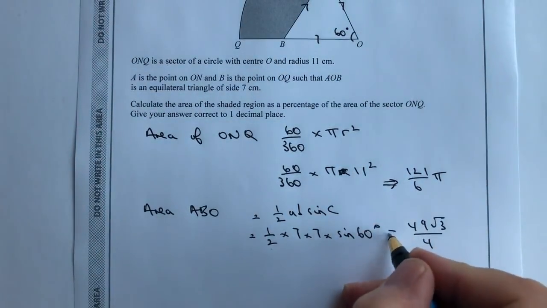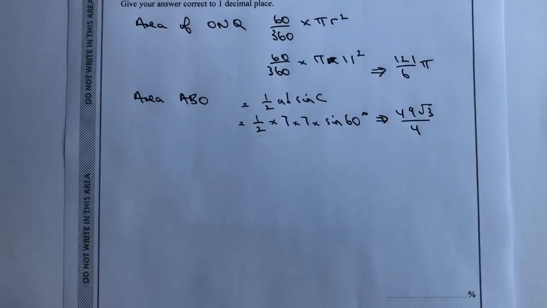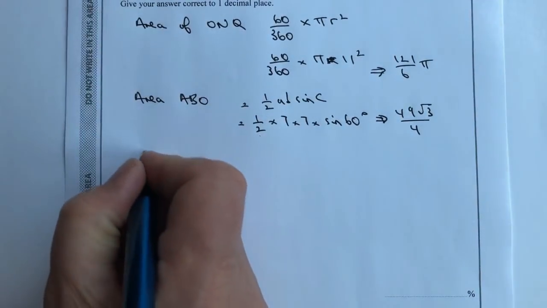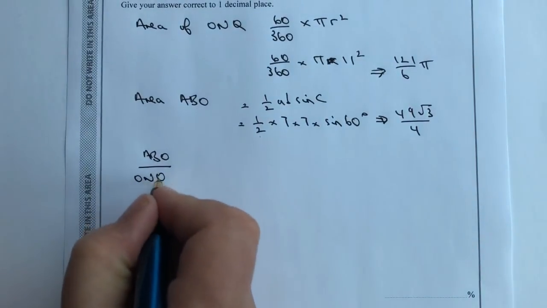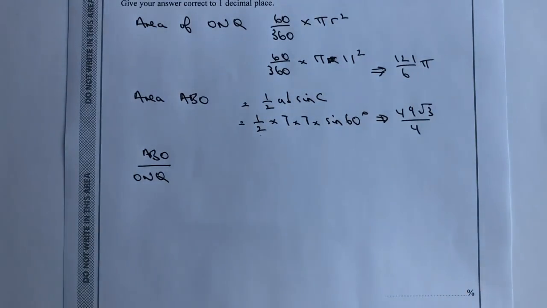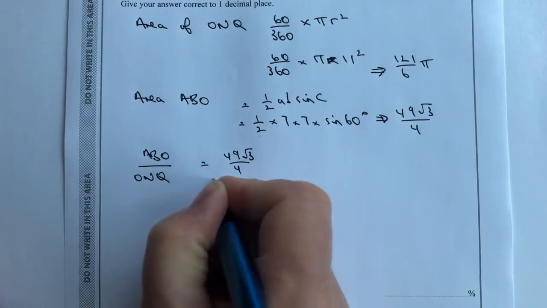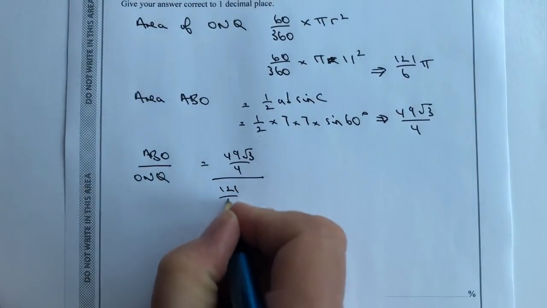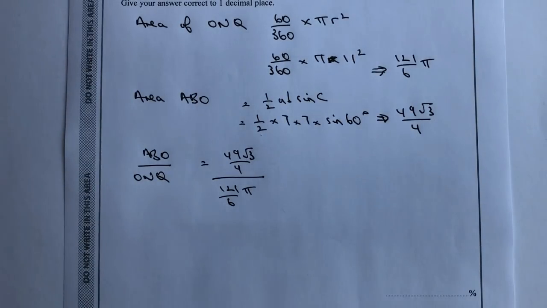Okay, so we've got our two values here that we can then use to work out the area of the shaded shape. Because what we're looking at really is how much ABO is out of ONQ. So we can simply use our calculators to divide these two numbers. So we've got 49 root 3 over 4 divided by 121 over 6 pi. Now I know that looks a little bit difficult, but if you just pop that into a calculator, that will give you an answer.